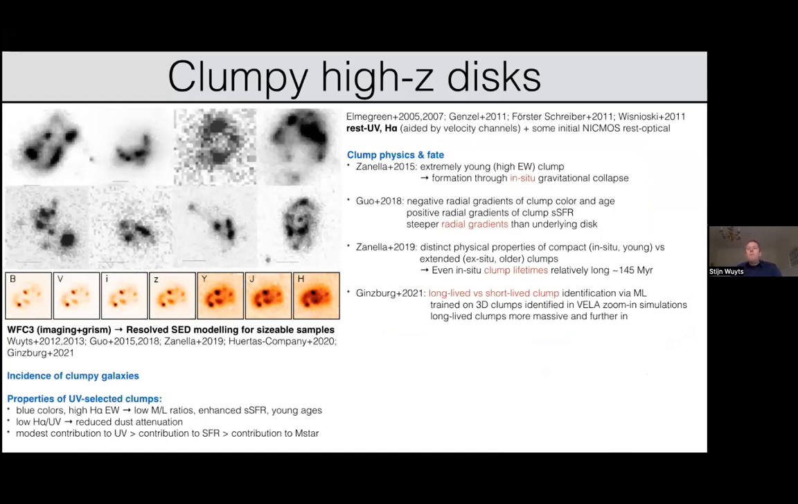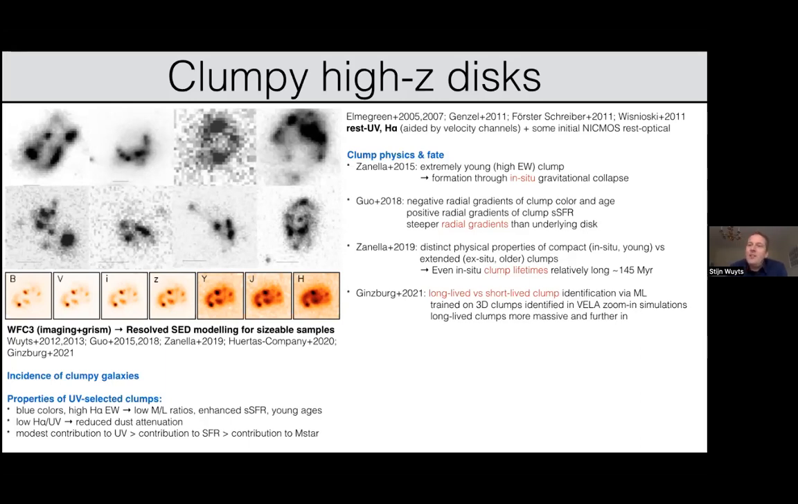Perhaps more importantly is the formation and fate of these clumps. And here are a few papers I wanted to flag. One of them indicates a population of very young clumps, more of which have been found since, where the equivalent width is so high that the associated age tells you the formation must have happened in situ via gravitational collapse.